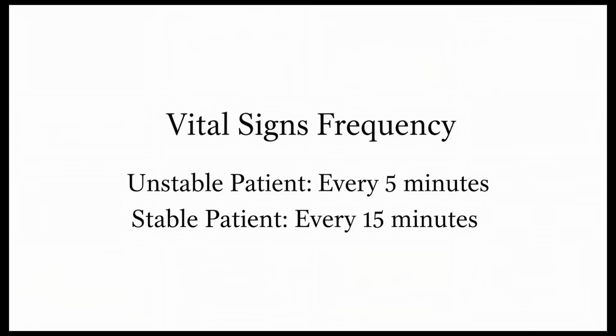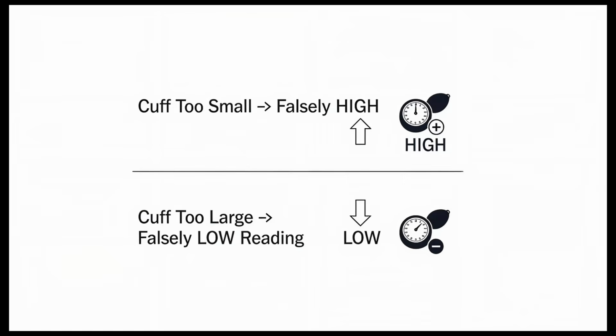For an unstable patient, assess vitals every 5 minutes. For a stable patient, every 15 minutes. A BP cuff that is too small will give a falsely high reading.